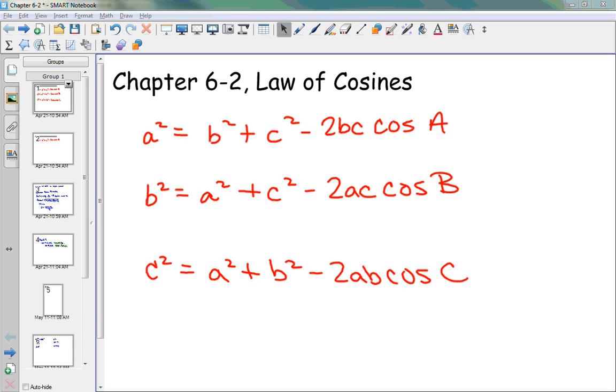All right, here we go. Chapter 6-2, page 401. Undivided attention now. Section 6-2, law of cosines.